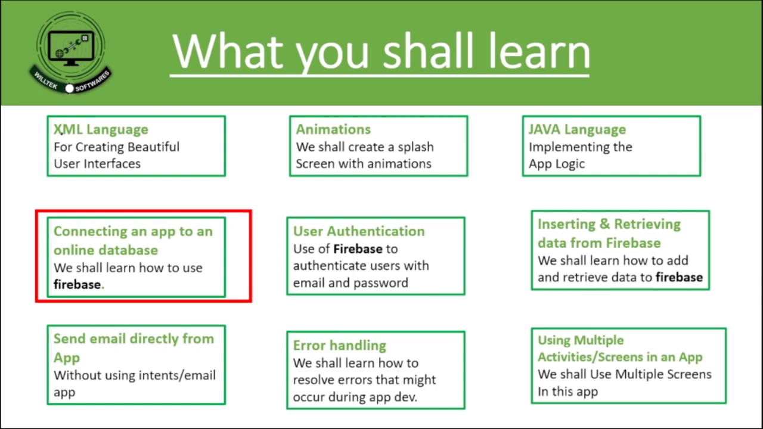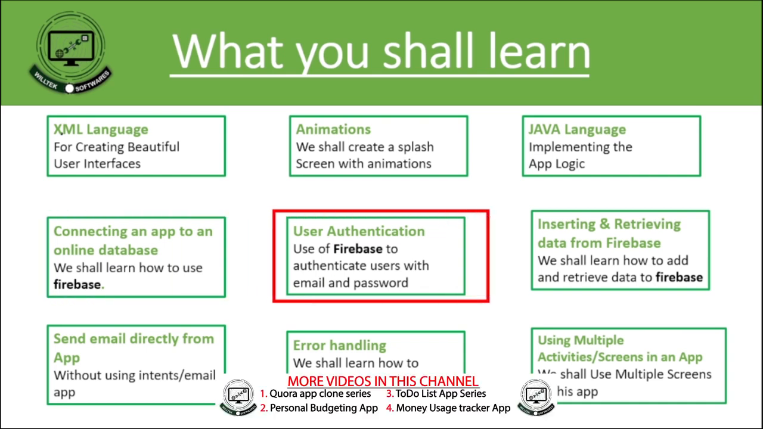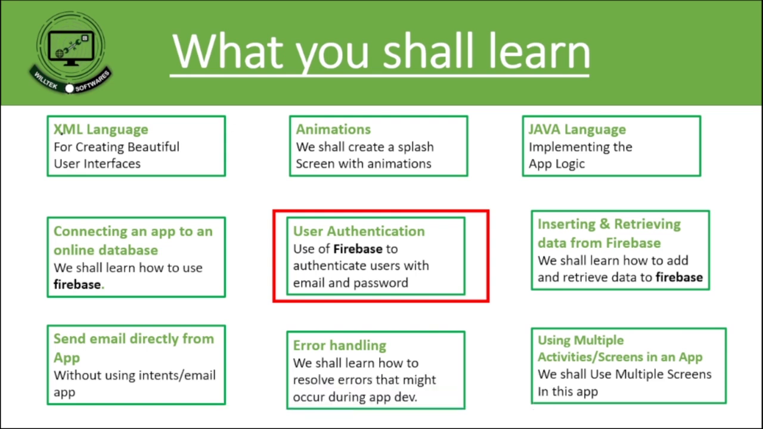The advantage of using an online database is that you can log in with another phone and access your data over there. And there is less chance of your data being lost or stolen. We're also going to learn how we can implement authentication inside our application. We are going to authenticate our users using email and password. It's very easy and straightforward, and I'm going to show you how to do this step by step.